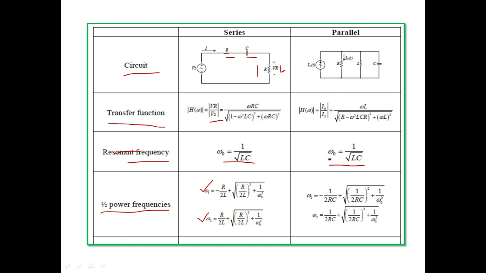In case of the parallel RLC circuit, the equation should be similar. Here the lower cutoff frequency omega 1 is equal to minus 1 upon 2RC plus square root of (1 upon 2RC) squared plus 1 upon omega 0 square. And omega 2, the upper cutoff frequency, is 1 upon 2RC plus square root of (1 upon 2RC) squared plus 1 upon omega 0 square. Again we have compared series and parallel circuits with reference to the circuit diagram, transfer function, resonant frequency and the half power frequency.